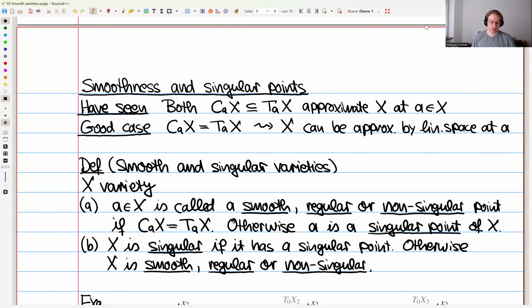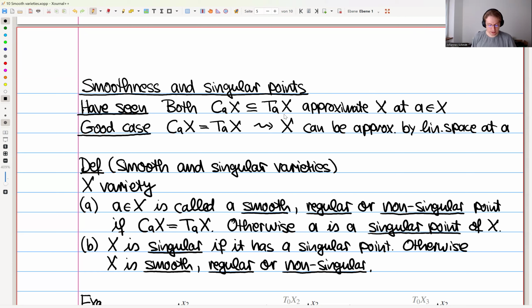So we're still in the middle of studying varieties X locally at a point. For this, we have defined both the cone of X at the point A and the tangent space. And we have seen in the last video that the cone is always contained naturally inside the tangent space. And both kind of approximate X at the point A.